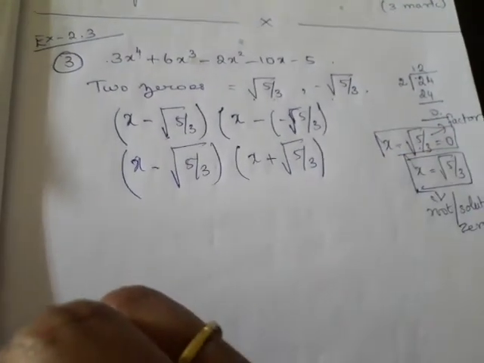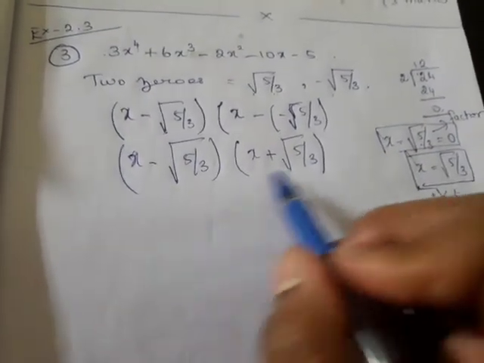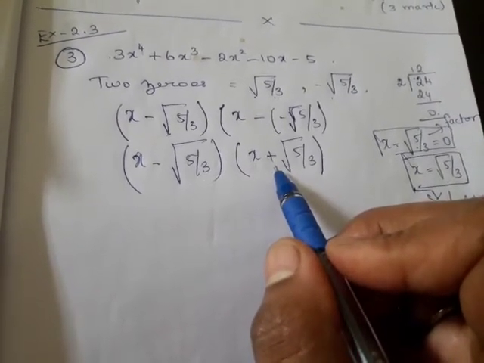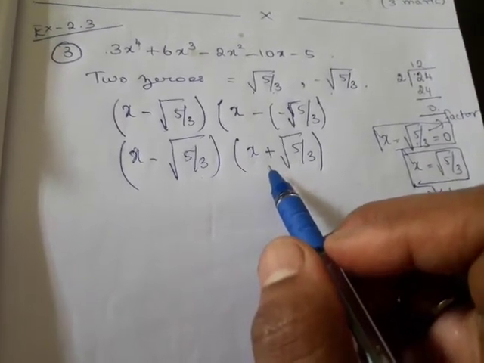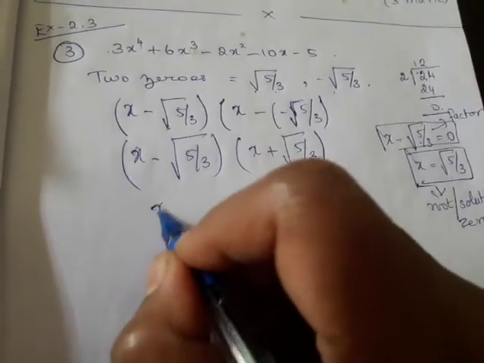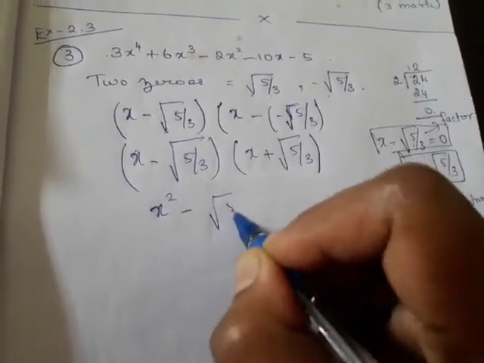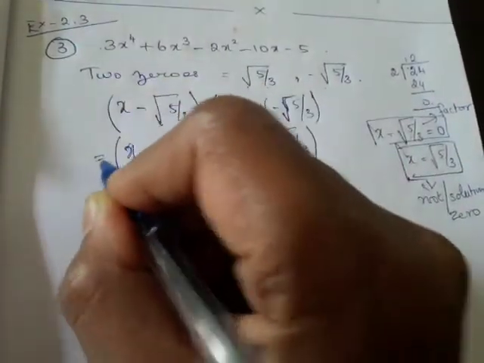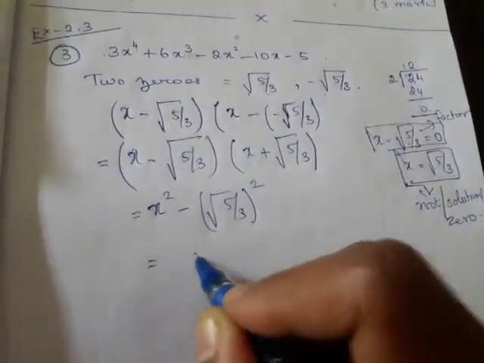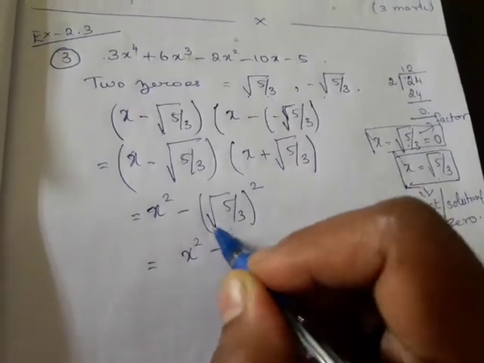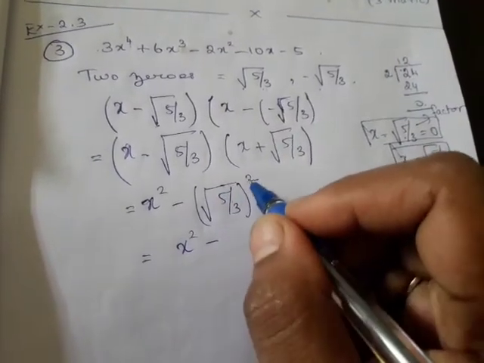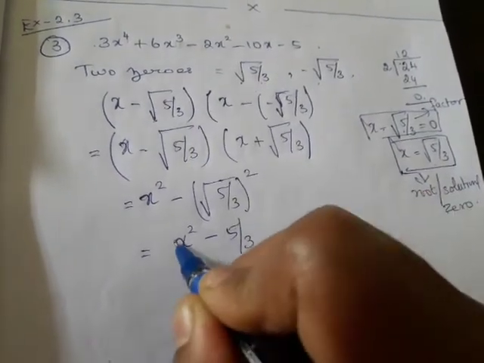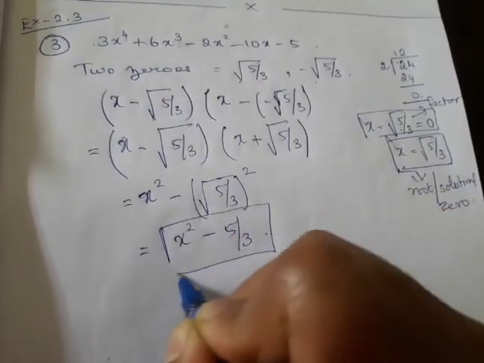5 by 3. Now, if I multiply, what will happen? A plus b into a minus b relation. A plus b into a minus b is nothing but a square minus b square. So, x square minus square root of 5 by 3 the whole square, right, which is nothing but x square minus, this root is for entire 5 by 3. So, if I square, the root will get cancelled. So, it is x square minus 5 by 3.